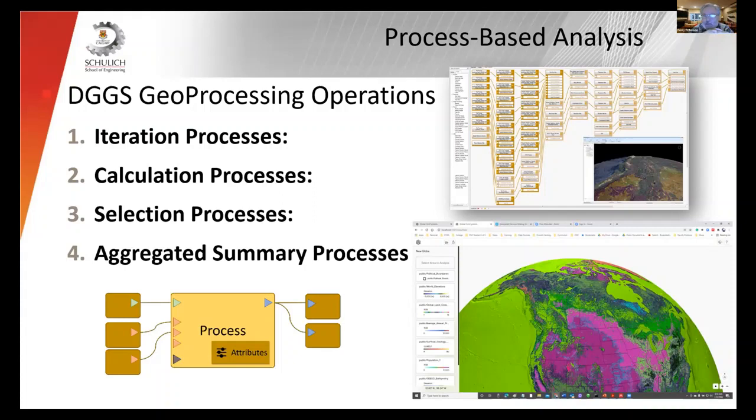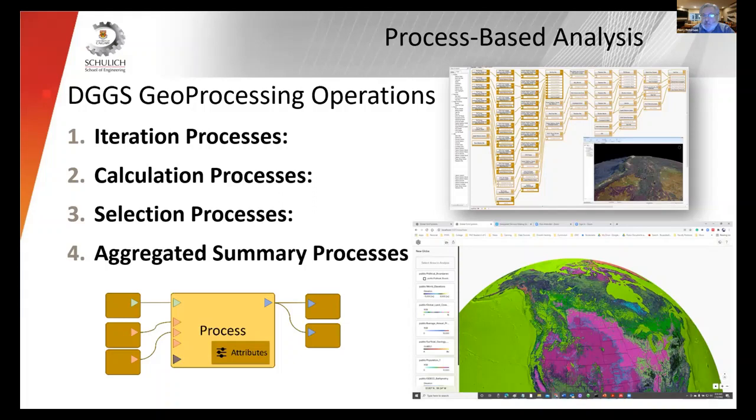And then we have calculation. This is a cell-based process where you have one cell and you're either creating or modifying an existing value in that cell. So that's a calculator. If I've got average temperature for 2020, and I've modeled the temperature for 2050, I can do a climate change map across the globe by doing a calculation process, by taking the second one and subtracting the other one. I can see how the temperature is going to change across the planet in different locations. That would be a calculation process.